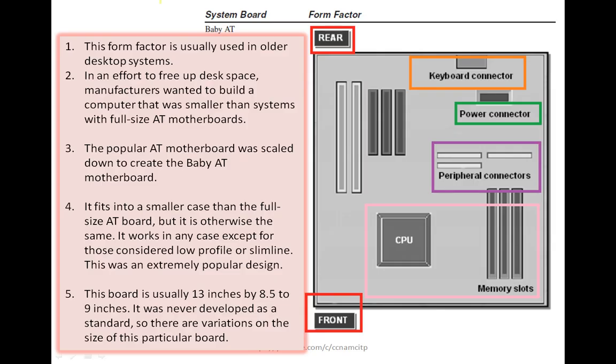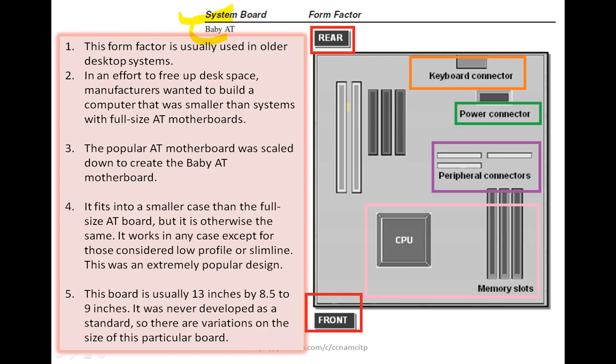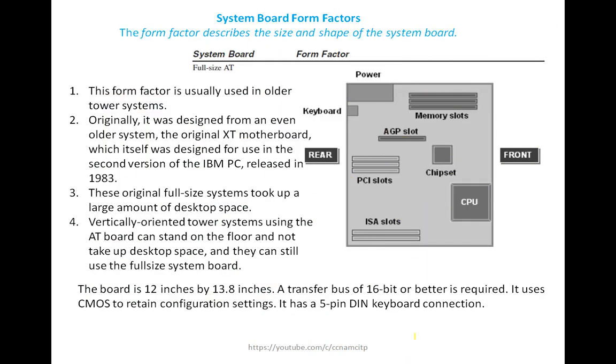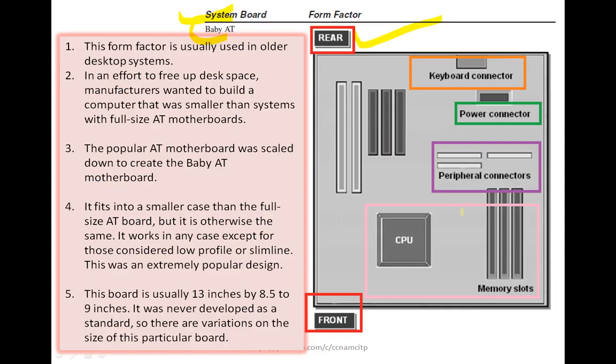Now the second form factor is baby AT. We spoke about full size AT, and now this is baby AT. This is your rear side, and this one is your front side. If you go back, we will see where the CPU is coming and where the memory slot is coming in this one.